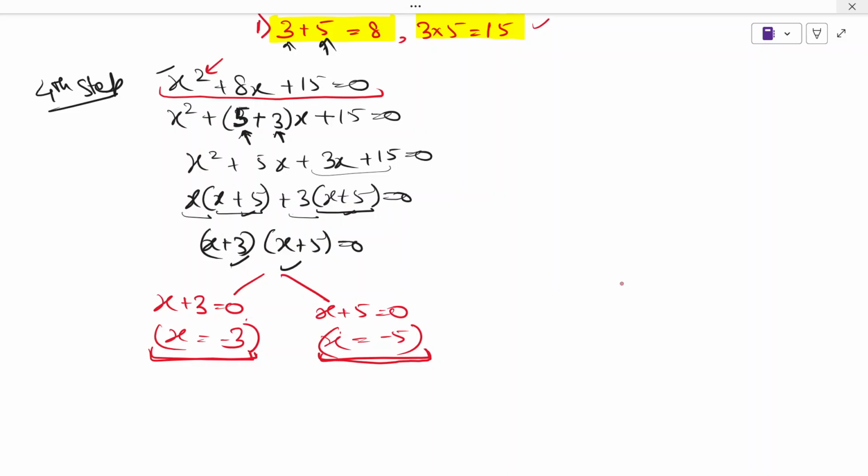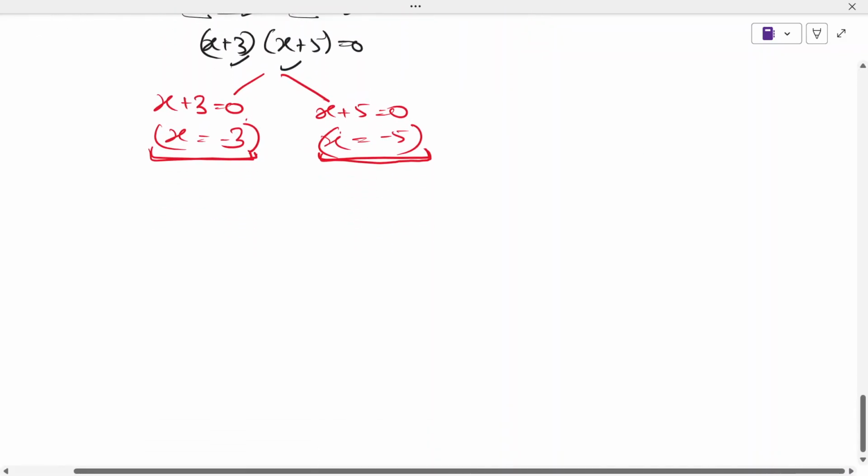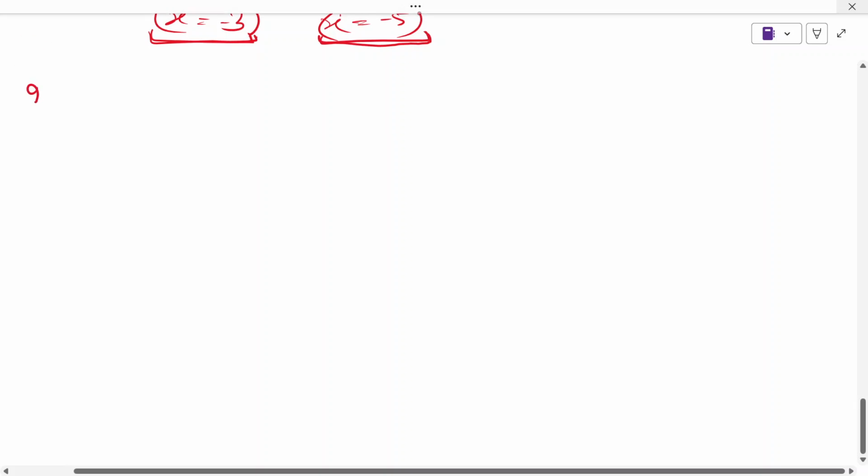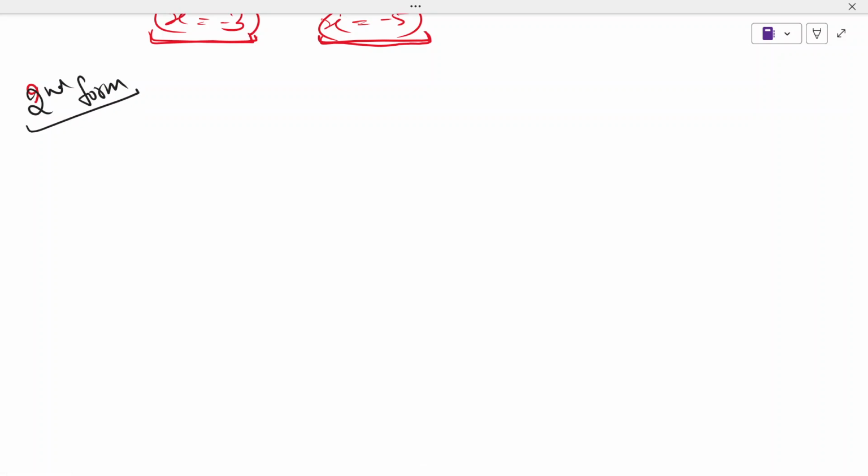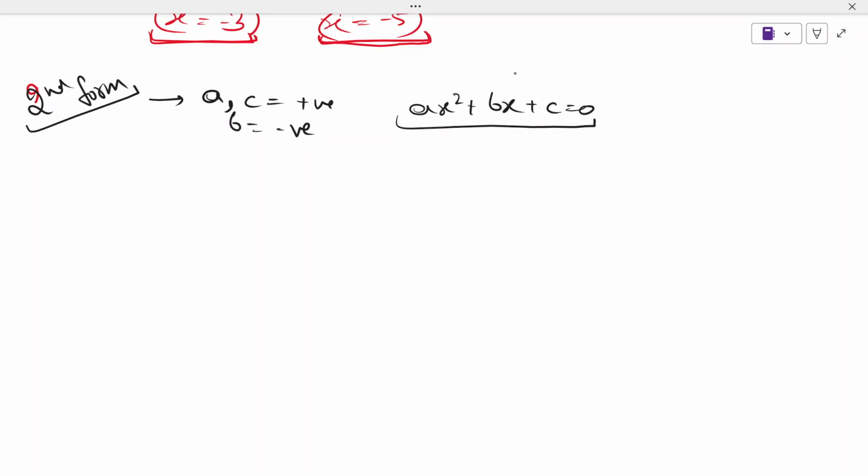Now, let's move to our second form. Second form of factorization. Here I'm writing when a and c are positive and b is negative. Writing the general form of quadratic ax square plus bx plus c equals 0. This is the general form. Now I'm taking one example so that you can understand.